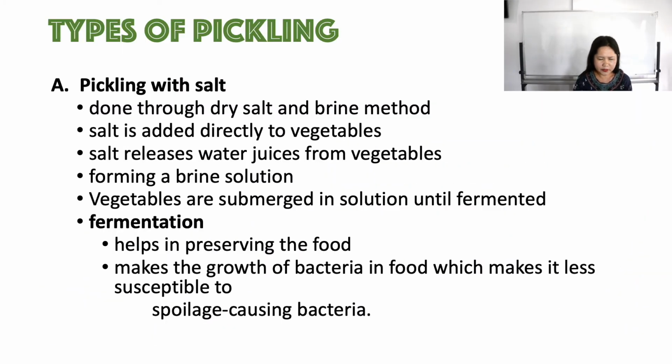Pickling with salt is done by the dry and brine method, where salt is added directly to the vegetable. In addition, this releases water juice from the vegetable that will eventually combine with the salt, forming a brine solution. Vegetables are submerged in the said solution for a period of time until the vegetable is fermented. The process of fermentation helps prevent the growth of bacteria in food and the causes of spoilage.